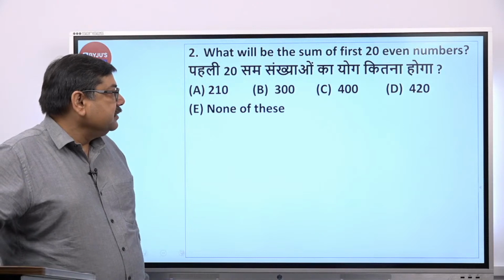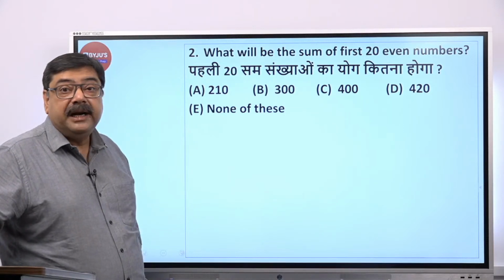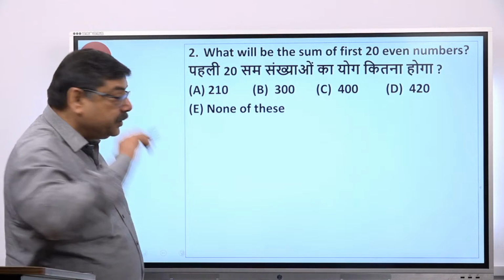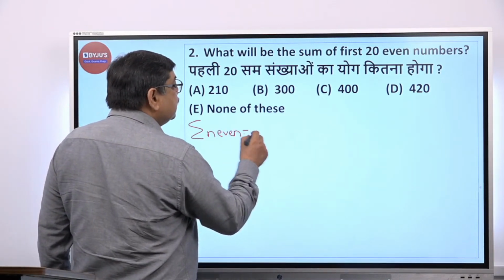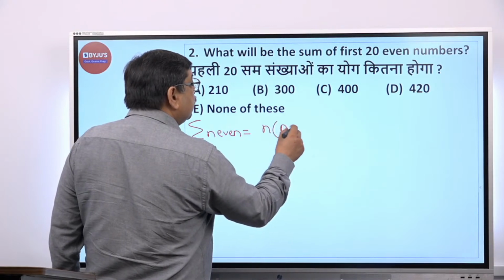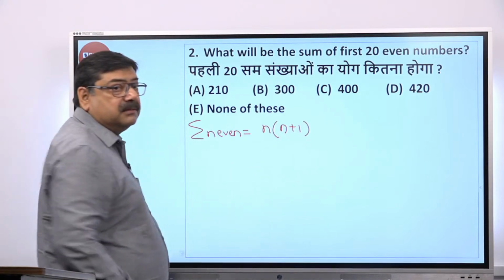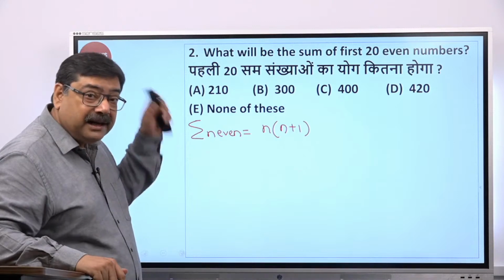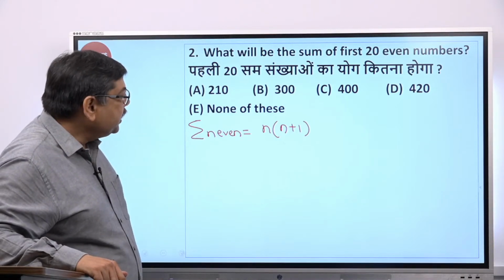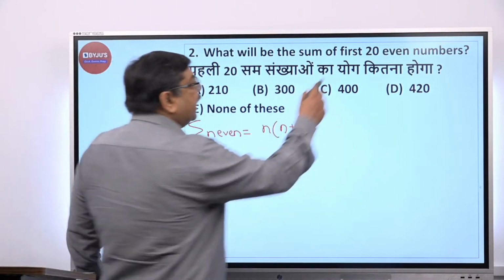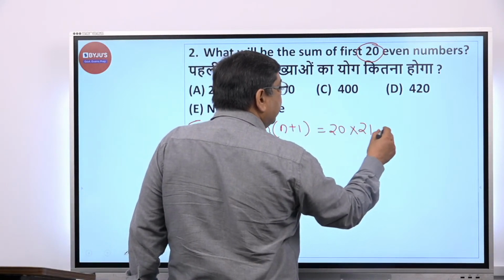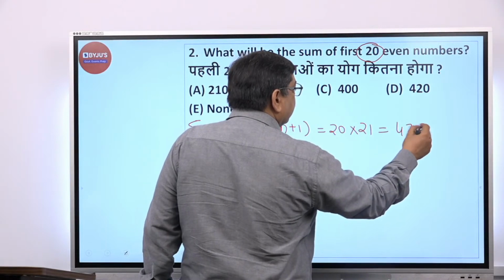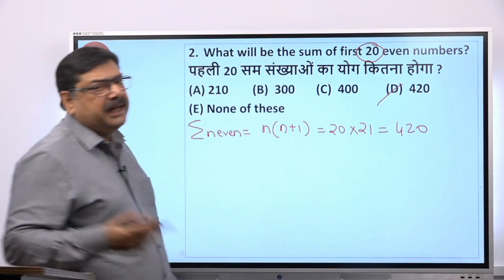Now look at this question. What will be the sum of first 20 even numbers? I told you the summation of n even numbers is nothing but it is n into n plus 1, not by 2. Alright, that is sum of natural numbers. तो यहां पर आप देख रहे हैं कि n की वैल्यू क्या है? n की वैल्यू यहां पर है 20. So similarly it becomes 20 into 21. That's all. Choice D here should be the correct answer.